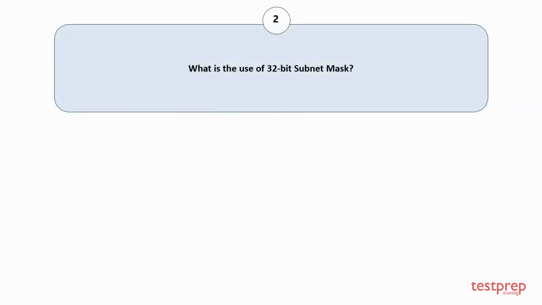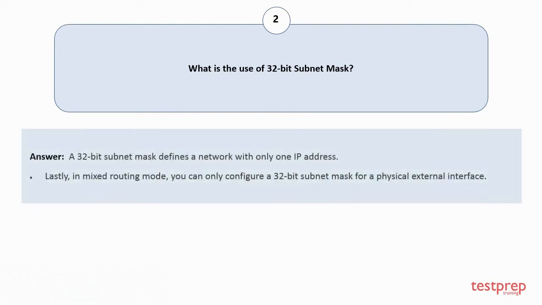Question number 2, what is the use of 32-bit subnet mask? Your answer is 1. A 32-bit subnet mask defines a network with only one IP address. 2. Lastly, in mixed routing mode, you can only configure a 32-bit subnet mask for a physical external interface.